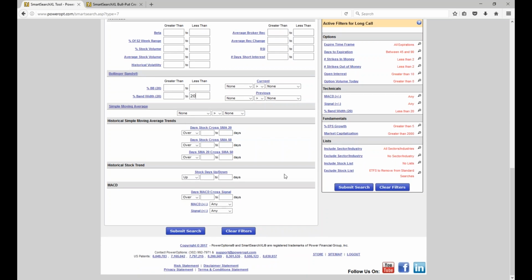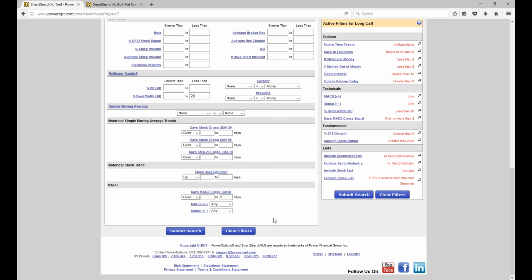Now, I also tend to look at MACD. What I'm looking for in MACD is, if I'm bullish, I'm in the long call search. Sorry folks, it is Friday. So what do I want to see? I typically want to see a recent crossover where the MACD has crossed the signal line. I'm going to look for stocks that have just crossed over within the last 2 or 3 days, where the MACD is just above the signal line. That's what I'm going to look for.